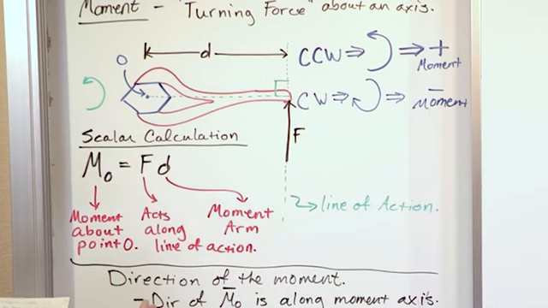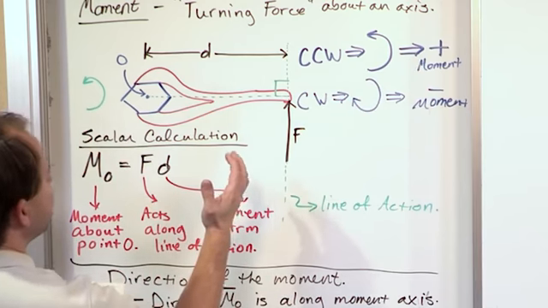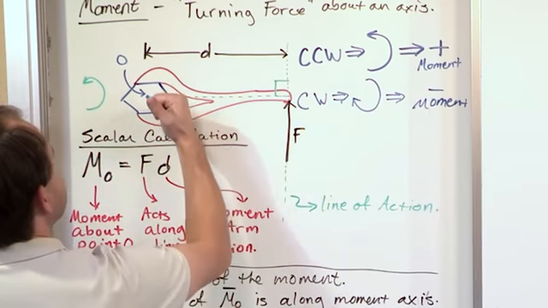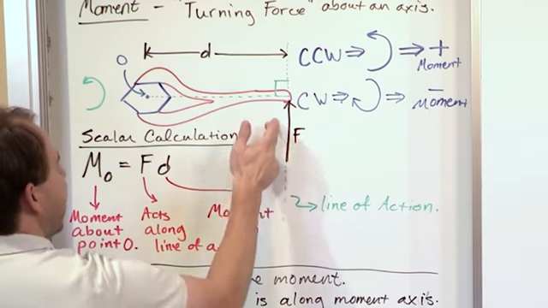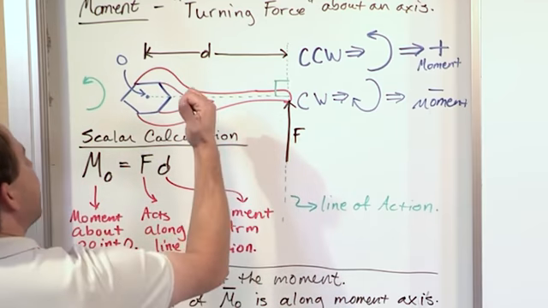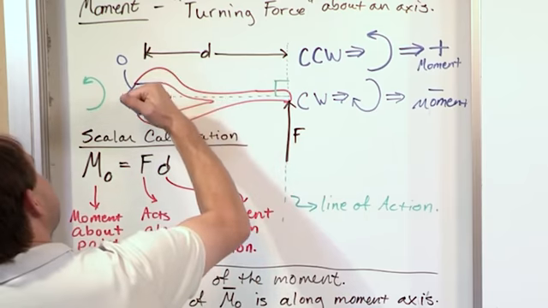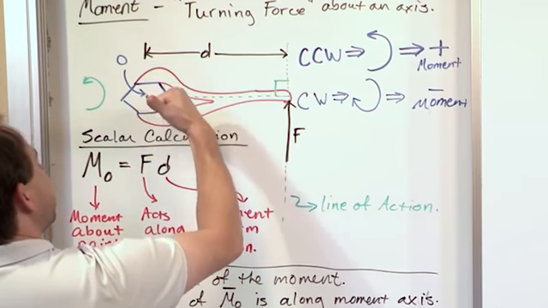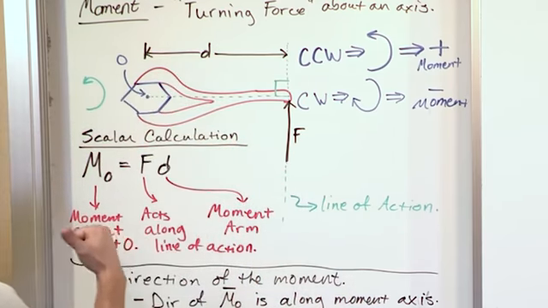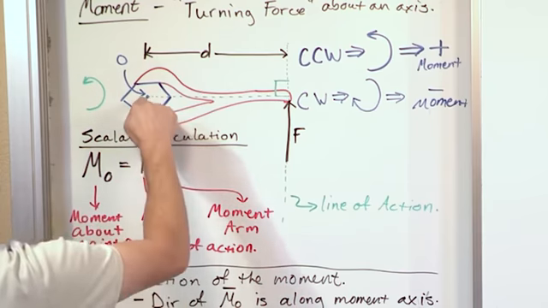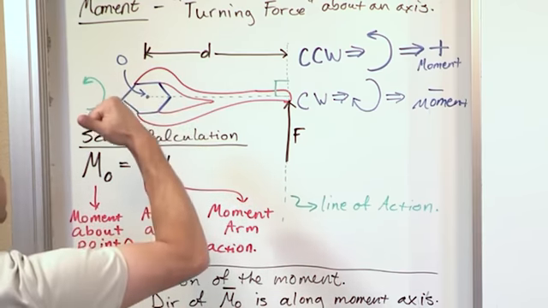But for the full vector version of it, what you do is you take your fingers and you curl them in the direction of rotation. So in this case, here's F. I'm curling my fingers as if this thing is rotating like this, and what's happening is my thumb is pointing out of the board. That means that the moment vector is going to come through this axis and point out of the board.